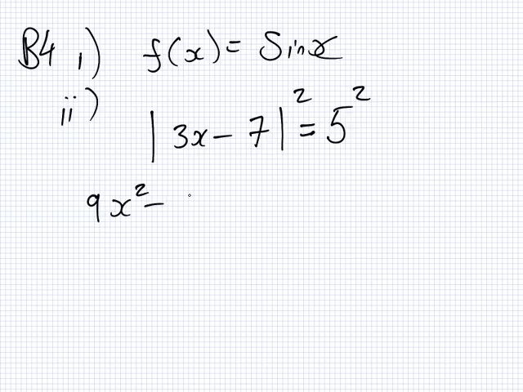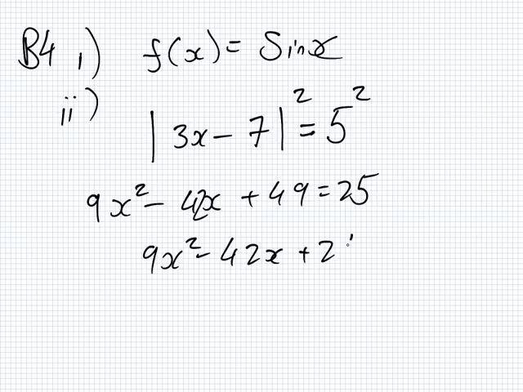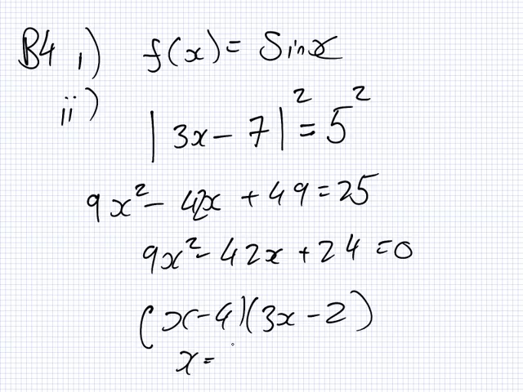9x squared minus 42x plus 49 equals 25. 9x squared minus 42x plus 24 equals 0. Factorising: x minus 4 and 3x minus 2. So x equals 4 or 2 over 3. Can you say that again?